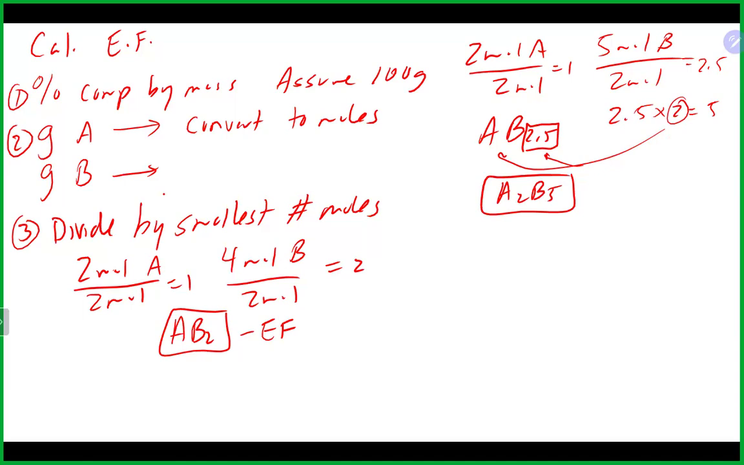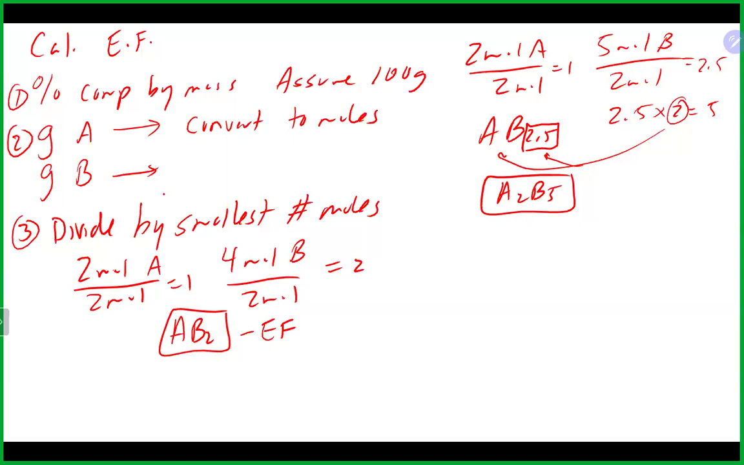Remember, in order to round to the whole number, it has to be really, really close to the whole number, like 1.99 or 2.01, something like that. If it typically ends in 0.5 when you divide, or 0.33, that's usually too far to round. You do have to find a number to multiply everybody by.